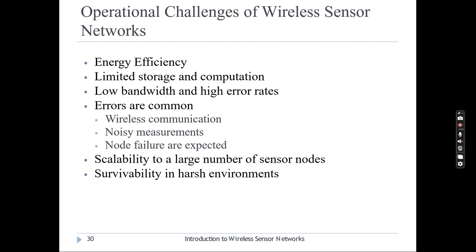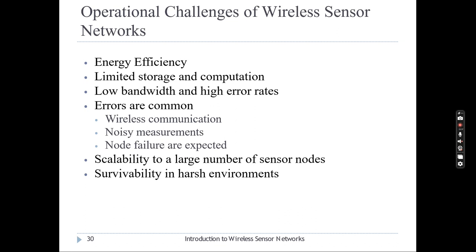Scalability to a large number of sensor nodes you should consider. Scalability means, let us take the same example of forest fire detection, in which instead of deploying 500, 1000, 1500 sensor nodes, you can deploy plenty of sensor nodes, 1500, 2000, 3000, 4000, 5000 nodes. So this is what scalability to a large number of sensor nodes means, and your algorithm should support it.